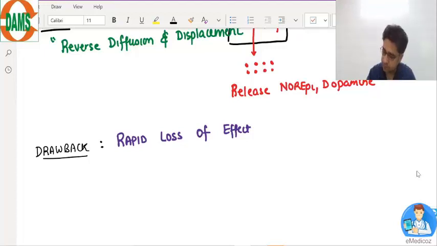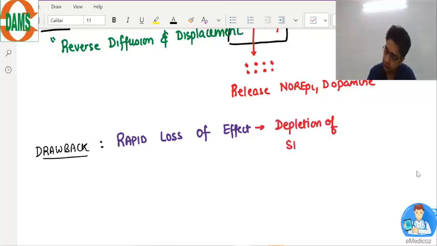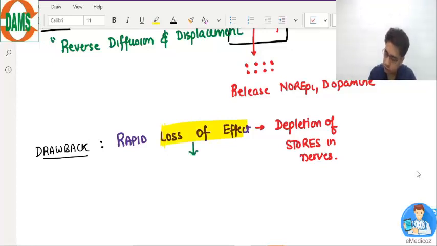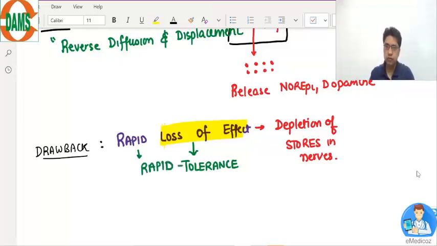Yes, you're absolutely right. It is very easy to release them, but synthesis will take time. So they show very rapid loss of effect. The reason is depletion of stores in nerves. Do you agree with this point? Now, what do you mean by loss of effect? Loss of effect is known as tolerance. So these drugs show rapid tolerance, and remember, rapid tolerance is also known as tachyphylaxis.